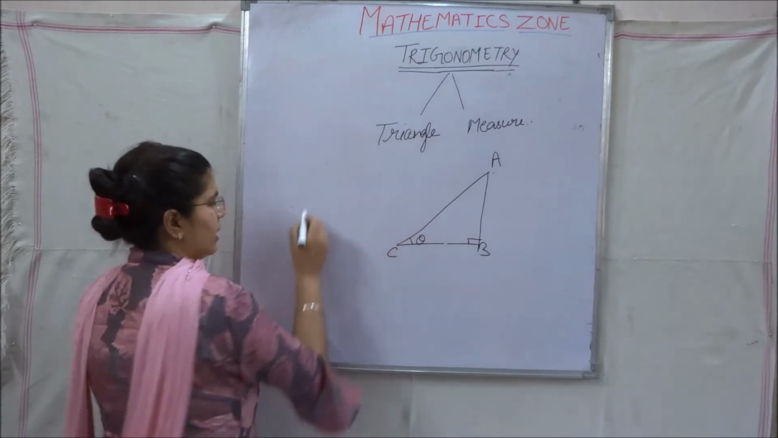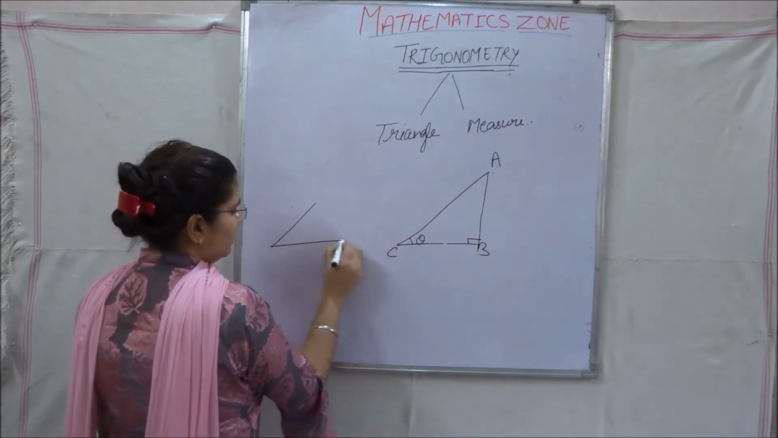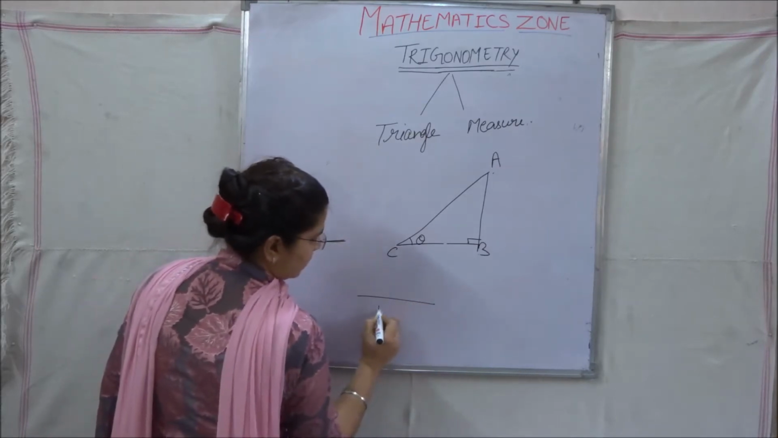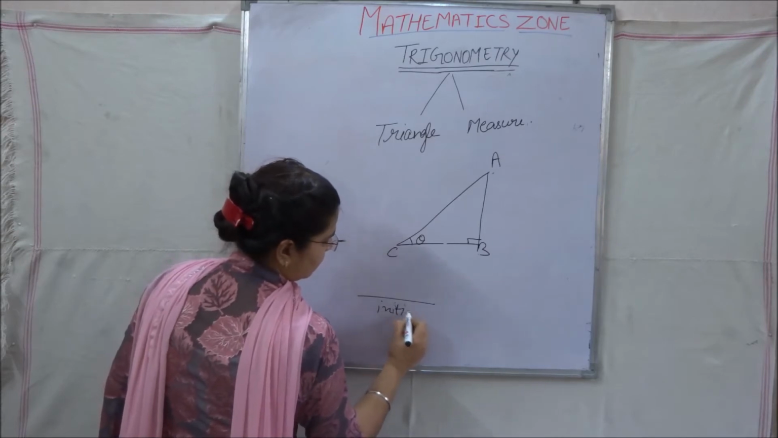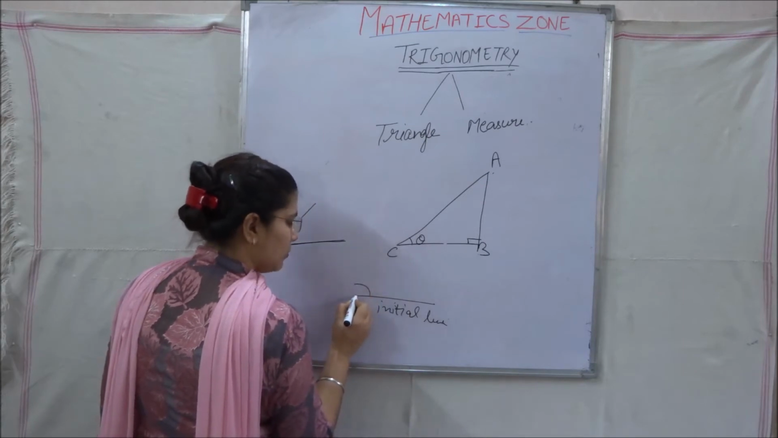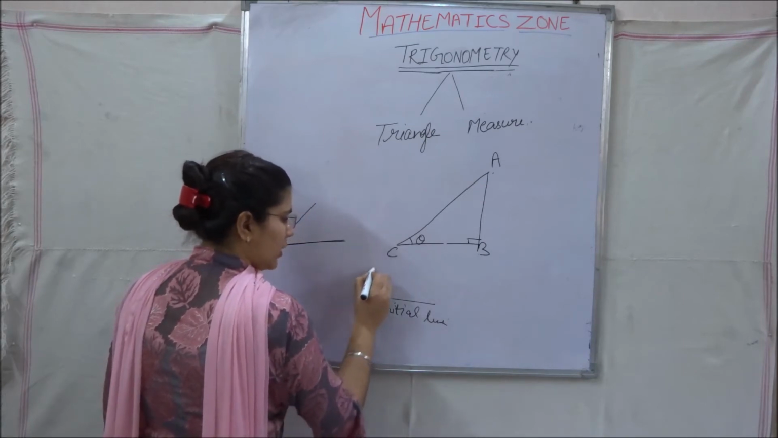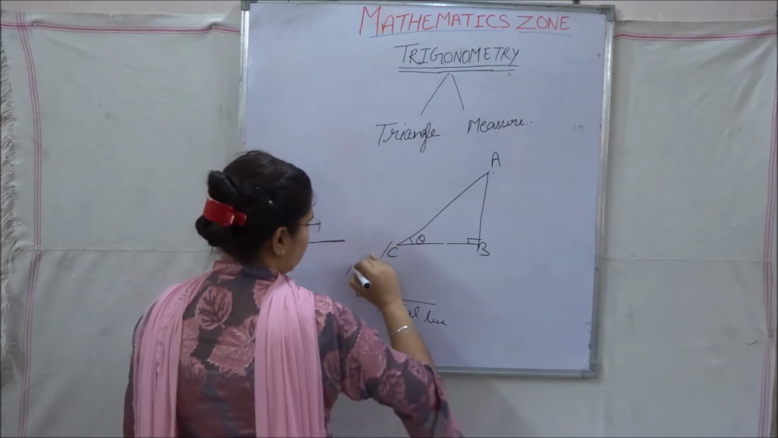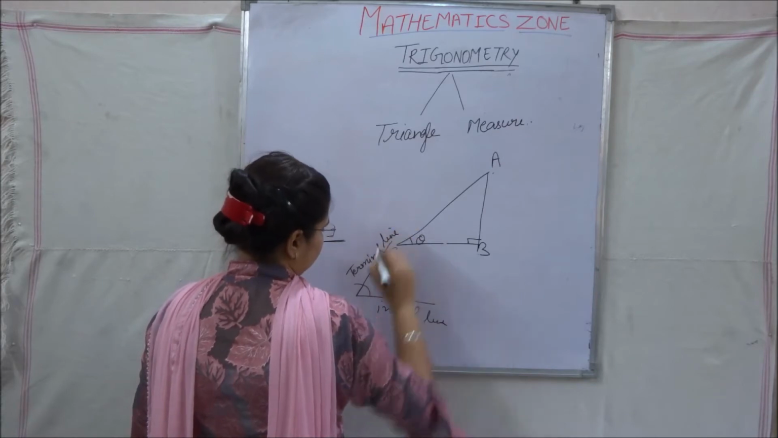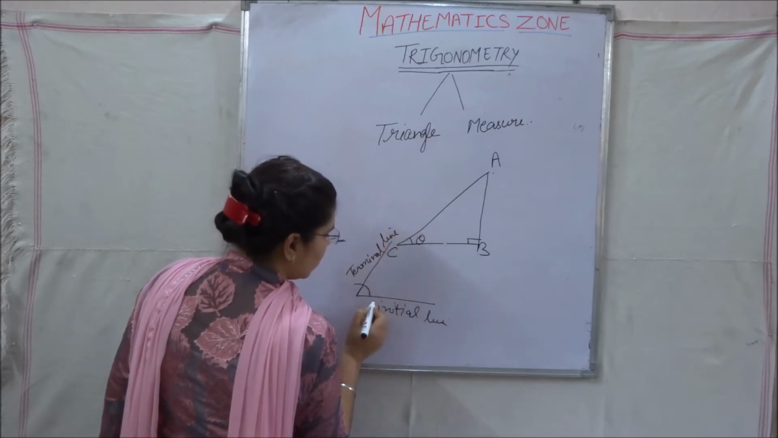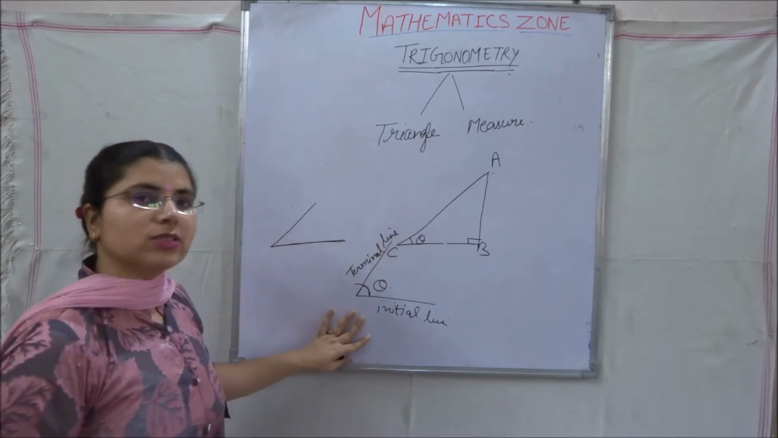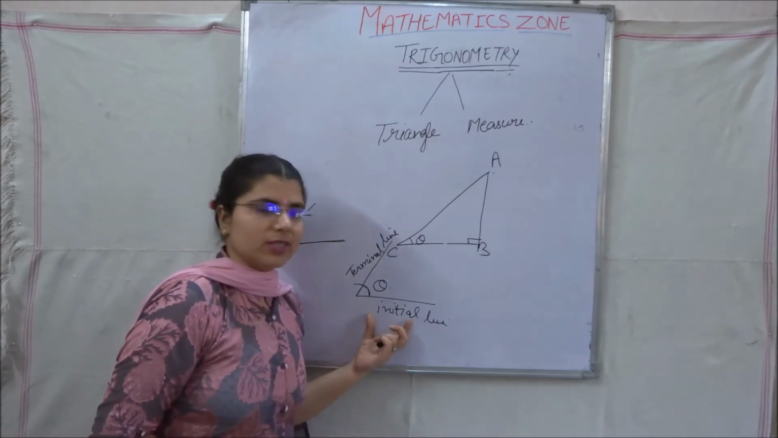Now what is theta? Let us consider an initial line. When we rotate it to some terminal point, from the vertex to some point, this is the terminal line. So the rotation of the initial line to the terminal line is called angle theta. This definition was done by us in a previous class.